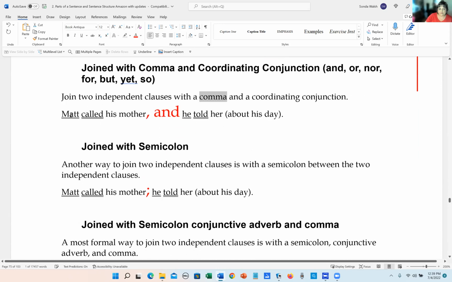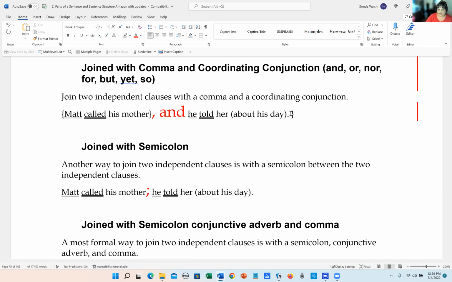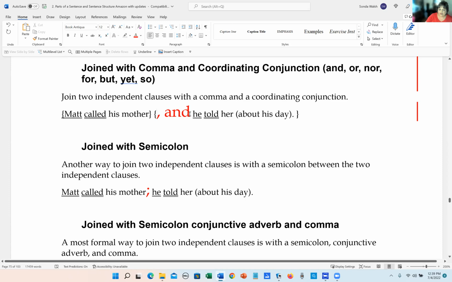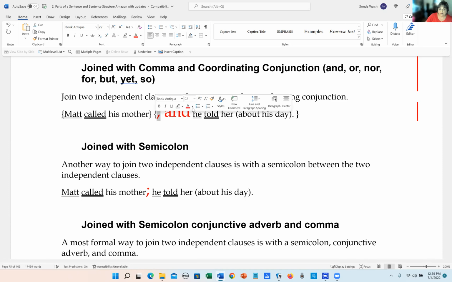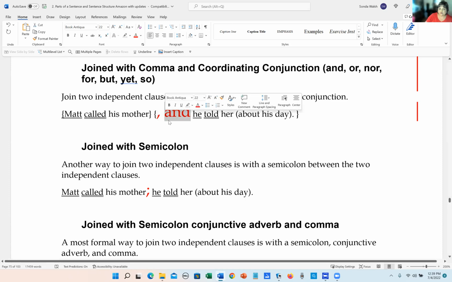For example, Matt called his mother. Matt is the subject, called is the verb. So we have one independent clause right there, and this other one, and he told her about his day. This is another independent clause. So the first way that is correct is to use a comma and a coordinating conjunction, or a FANBOY: for, and, nor, but, or, yet, and so. Okay, so that is number one.